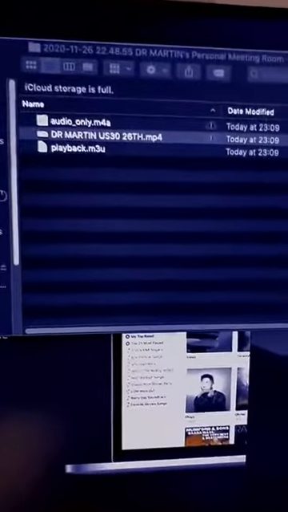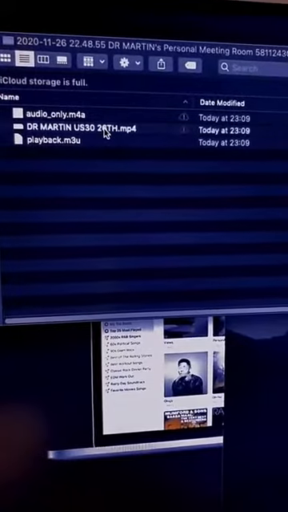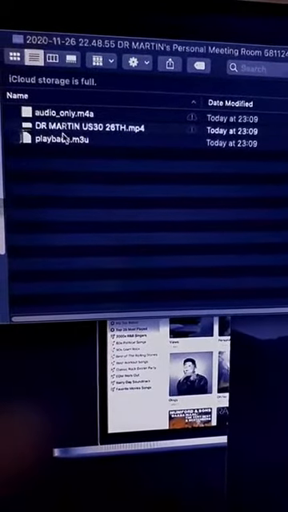So this is my US 30 for today. So Dr. Martin US 30 26th. I'm just gonna open it to show you that I'm not scared of US 30, man. This thing I traded on a daily. No, let's open this.